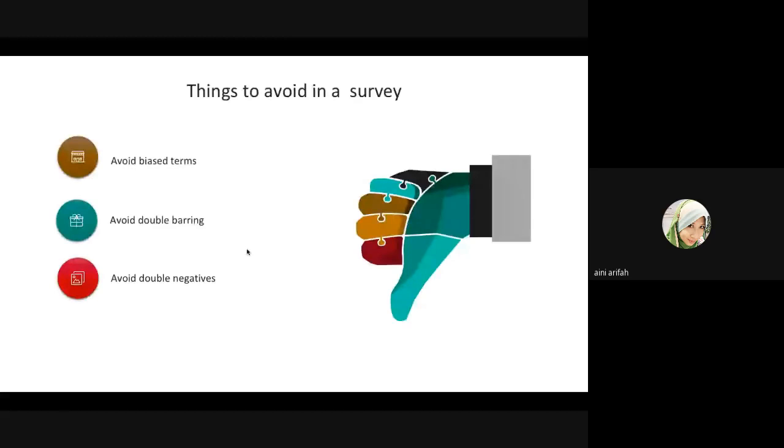Next, you should avoid double barreling. What is double barreling? This will happen when you ask about 2 things in a single sentence. We are going to look at that afterwards. Then you should also avoid double negatives. Double negatives is when the question includes 2 negative statements in one single sentence.